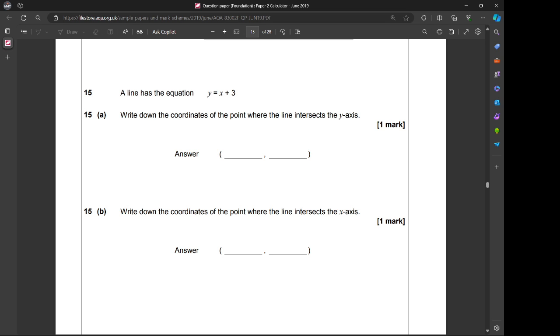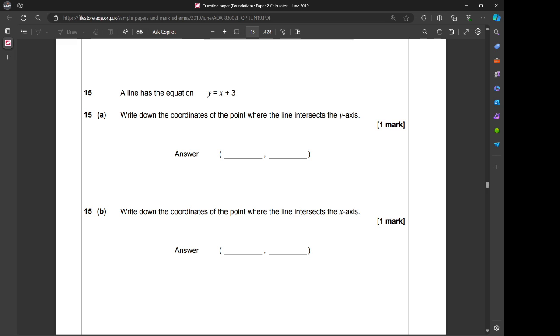Everyone's going quiet now, I think. A lot of people have left the stream now, which is fine. Okay, question number 15. We'll call it a day once we actually finish today's paper. Question 15 this year.